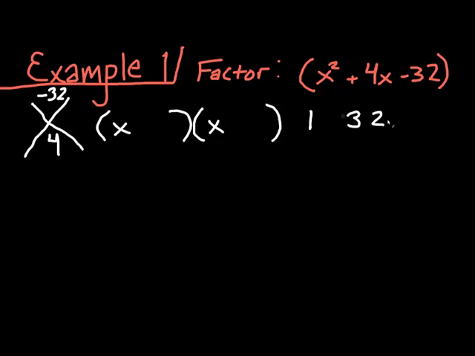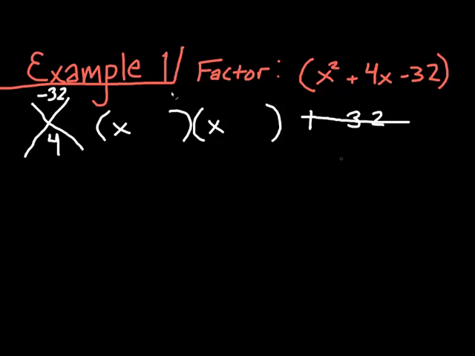Well, 1 times 32 equals 32. And I said, forget I said negative because it doesn't really matter which one of these is negative, as long as it adds up to 4. So negative 1 times 32, that's going to equal negative 32. 1 times negative 32, that would equal negative 32. If we added either of those 4 numbers up, we're not going to get 4, okay? So we can go ahead and cross that out.